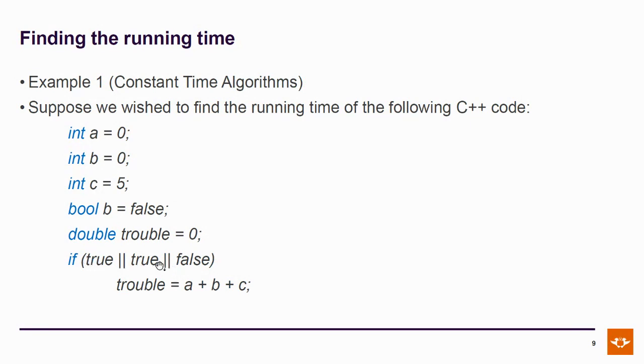Now you might say, wait, but the compiler will probably optimize the bitwise, the logical OR operations. As soon as it knows that's true, it can skip the other two. Possible, but again, what if it doesn't? All we're saying is we want the worst case scenario here.